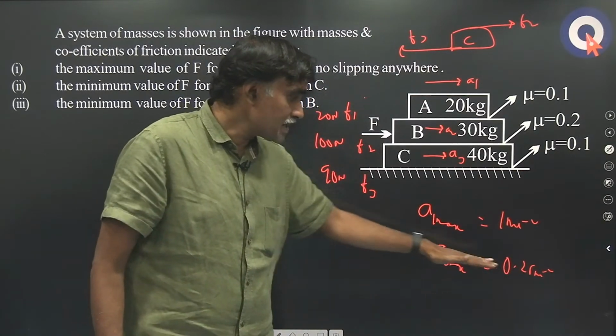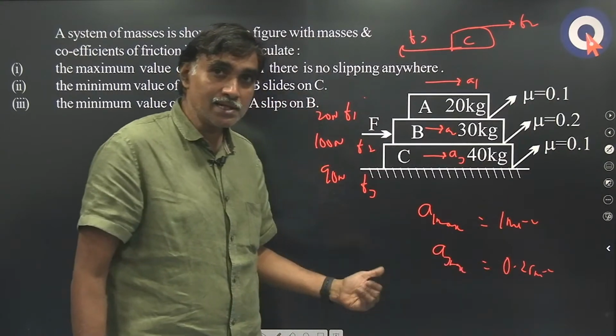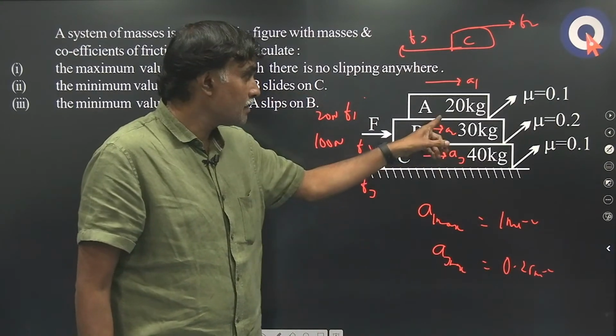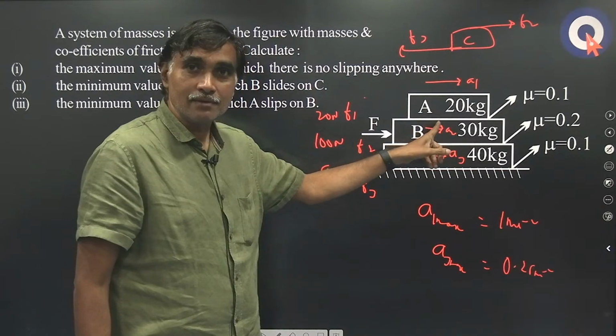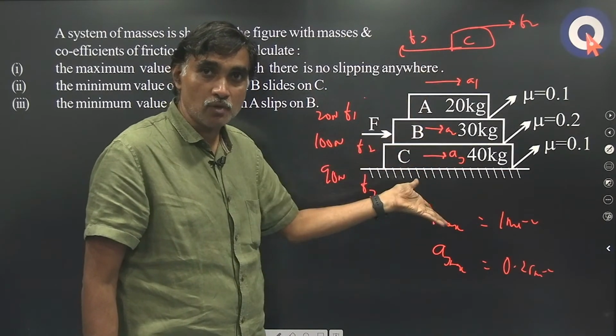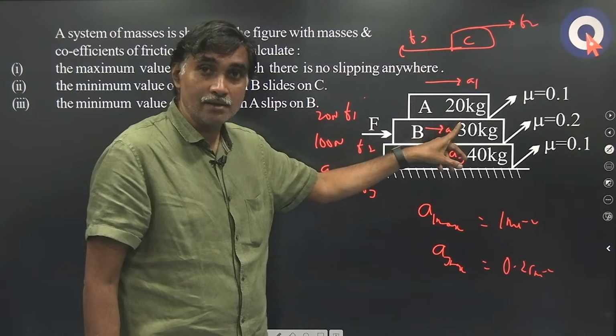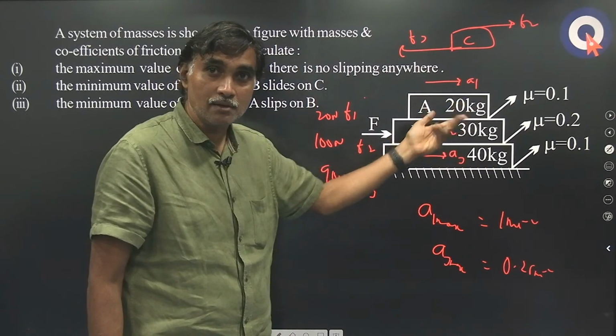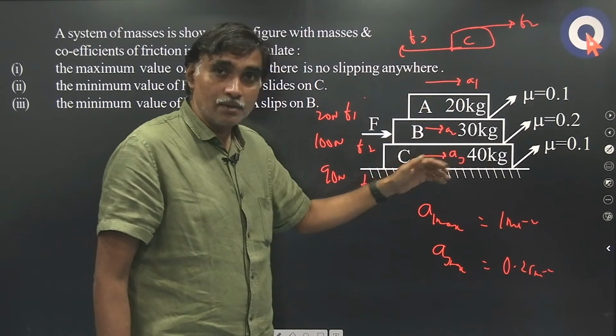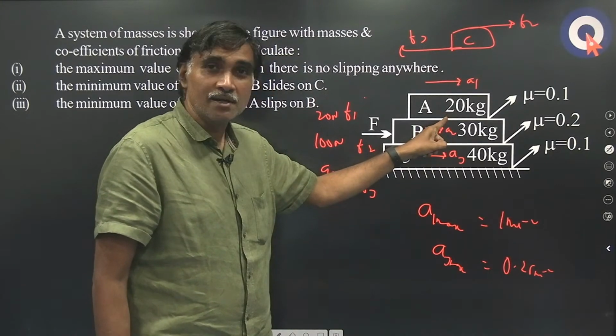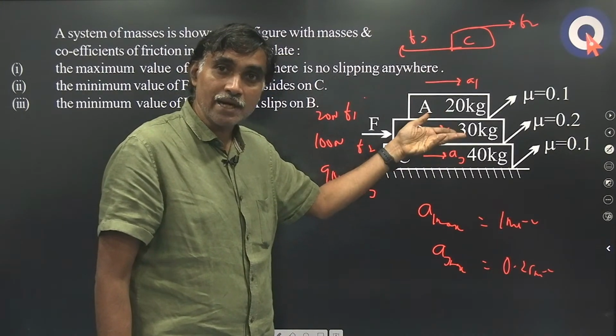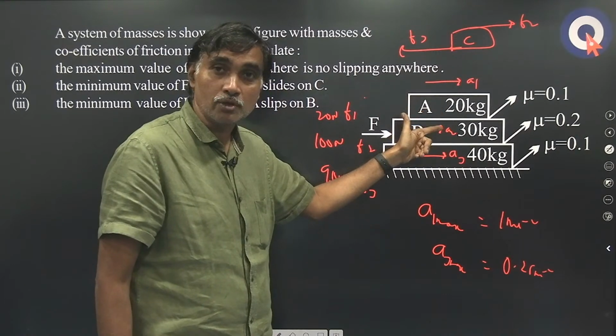For example, let us say acceleration is 0.2. Acceleration is 0.2 means what? Friction here acts less than 20. If it were 20, its acceleration should be 1. So if acceleration is 0.2, friction here is less than 20. Less than 20 means what? It is static friction. Means these two surfaces are moving together.